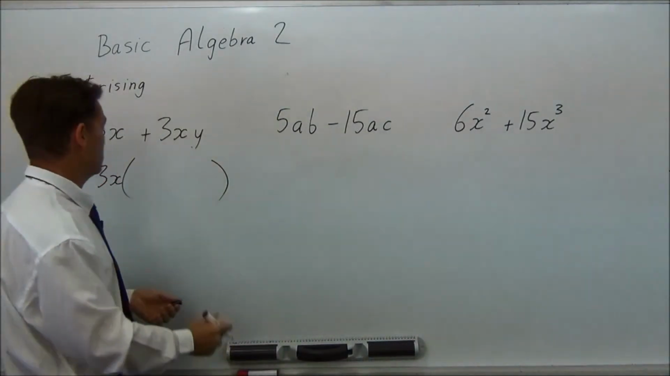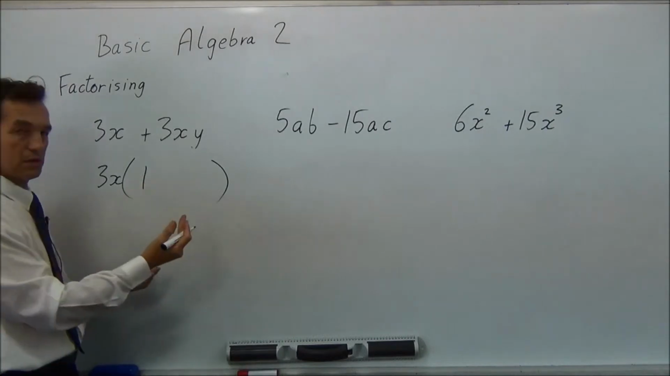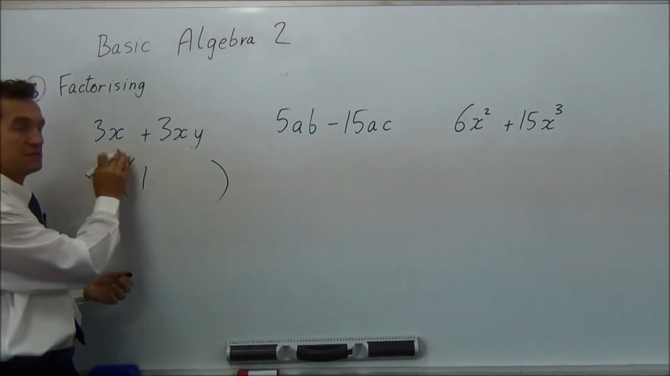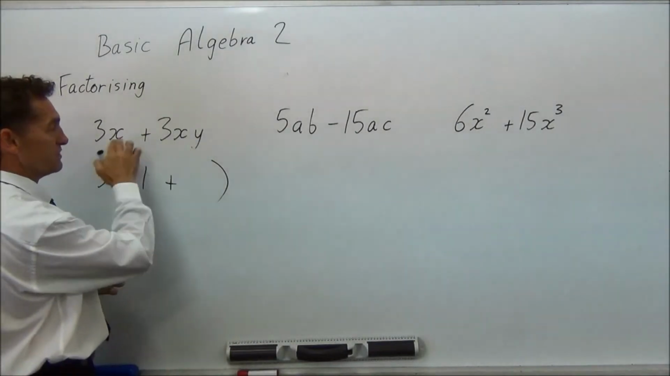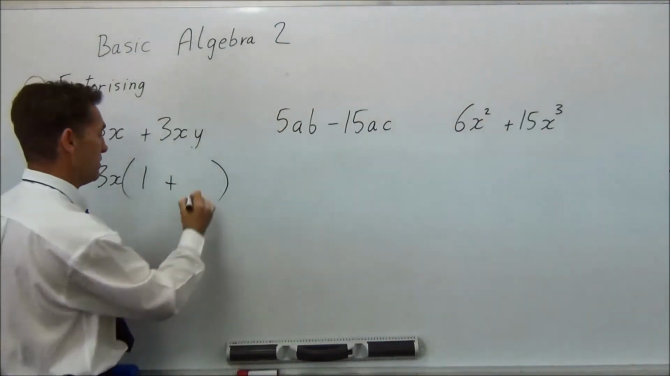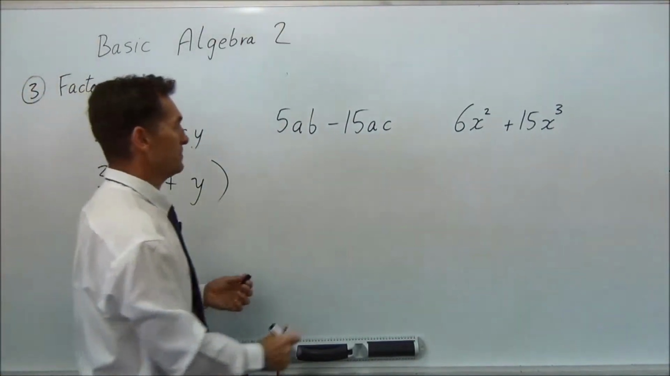And what's left over? Well, 3x times what gives 3x? 3x times 1. That's pretty easy, but that does tend to trick students sometimes. Plus, I've taken out 3x, so I'm only left with the y. And that's it. Let's look at the next one.